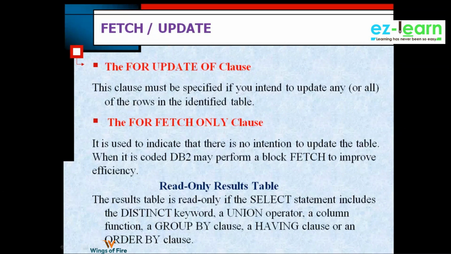For fetch only is optional. The for fetch only clause is used to indicate that there is no intention to update the table. When it is coded, DB2 may perform a block fetch to improve efficiency, since the results table is read only. So it's a performance factor. If you don't write for fetch only, you can do fetch and update. But if you are going to just do fetch in your program and you write for fetch only, it is going to do a block fetch, so it improves efficiency.